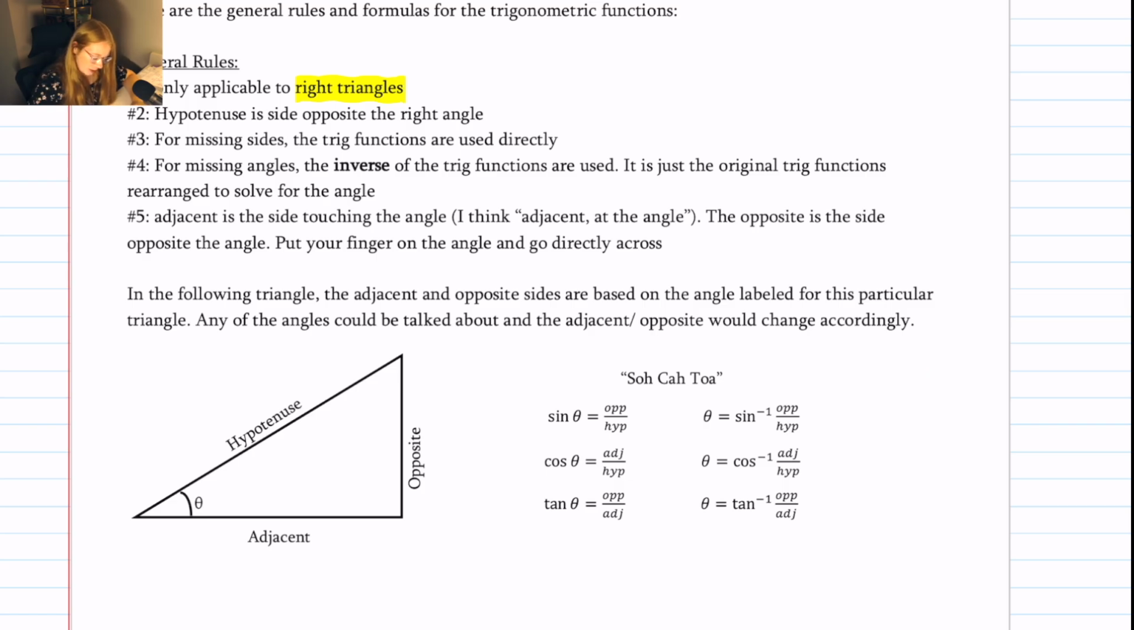Now let's talk about how to set up the trig function. So we have a saying to remember the formulas. That saying is SOHCAHTOA, and it's just a way to help you remember which trig functions deal with opposite, hypotenuse, and adjacent.